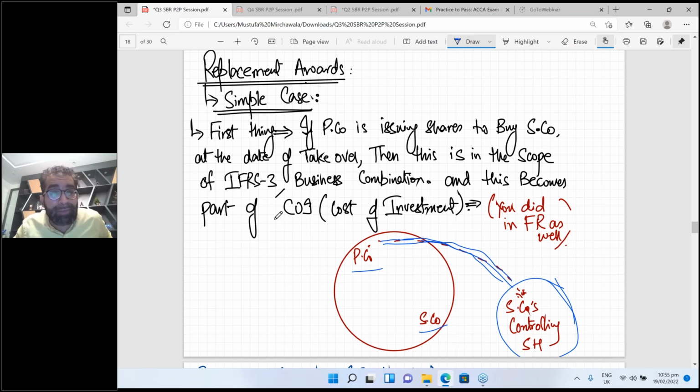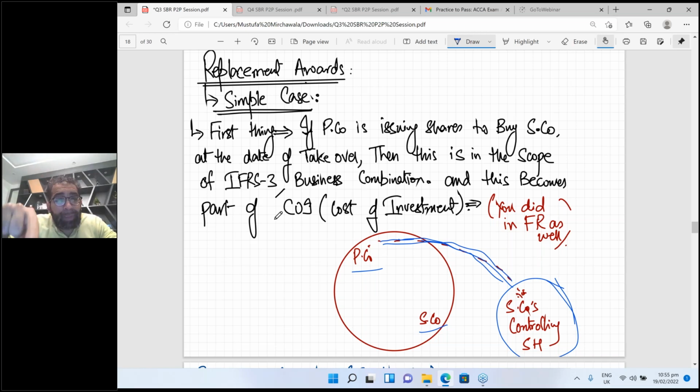Let me give you a logic. When you were in F7 or FR level, your teacher taught you this case, and in FR level there was no IFRS 2. Yes, there was IFRS 3 in FR, because this thing belongs to IFRS 3.